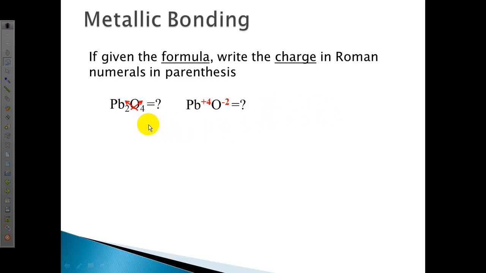Well, when you write the name, you don't care about the subscript. You're looking at the oxidation state. So I would have to write a 4. Lead 4 is the oxidation state. And oxygen changes to oxide.